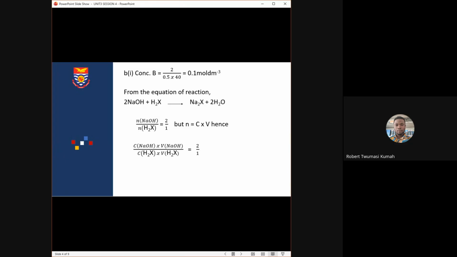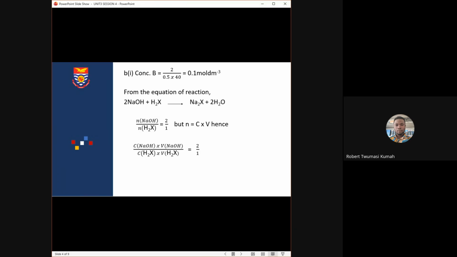This time round, we are trying a different method. We can use the same first principle. If 1000 contains 0.1, then what will the pipette volume 25 contain? Then we'll work it from there.